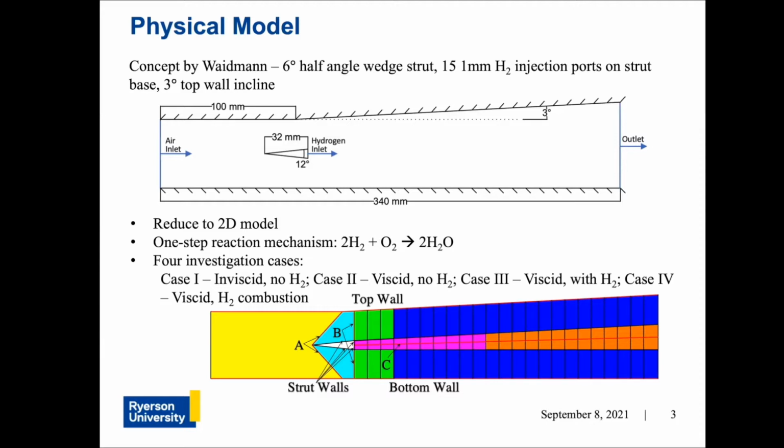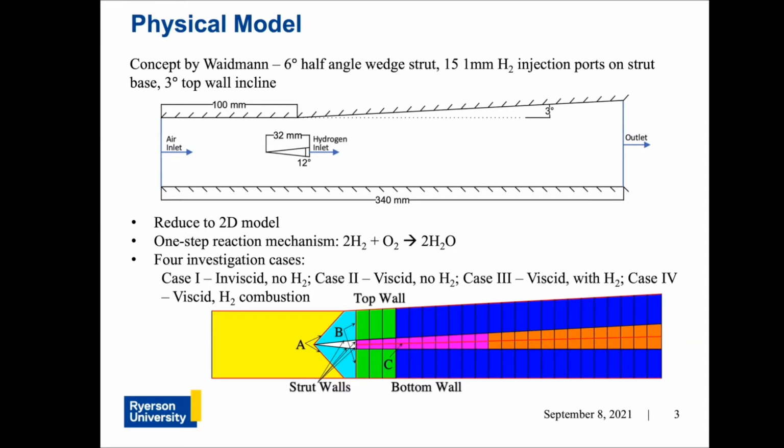There are 4 cases simulated in this investigation, where case 1 is inviscid with no hydrogen injection, case 2 is viscid with no hydrogen injection, case 3 is viscid with hydrogen injection, and case 4 is also viscid with hydrogen injection with the addition of a combustion model. A one-step reaction mechanism is selected which produces water vapor from the hydrogen and oxygen reaction.